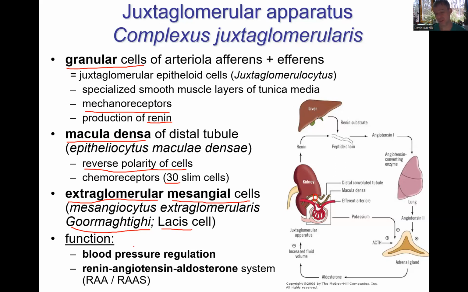And what does the renin do? The renin starts an axis which is called the renin-angiotensin-aldosterone system axis. And the function of the axis is to change the blood pressure and the volume of the urine which is excreted from the body. So let's come to this in detail.